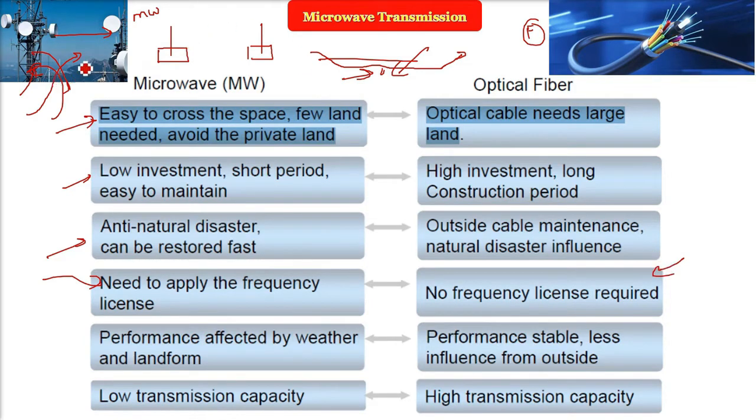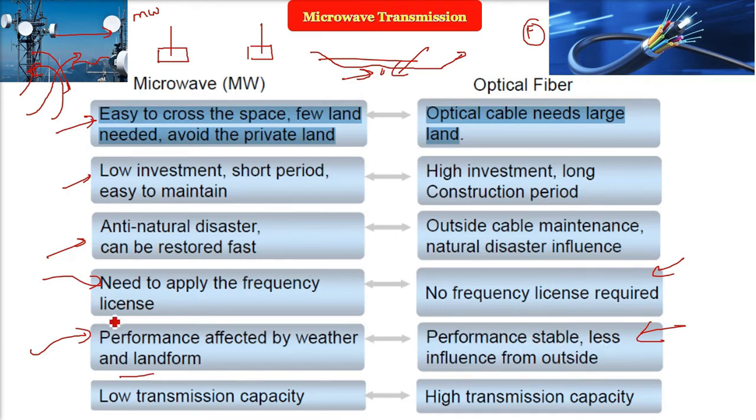And in microwave, the weather and the landform, all the landform can be undulated, it can be water, it can be ditch or crest and trough. So the performance will be affected by weather. Water will absorb it, and the landform will be affecting the microwave transmission. But when it comes to fiber, the performance is quite stable and it is less influenced from outside. Once you lay it down, it will work for years. So this is the advantage of fiber over this.